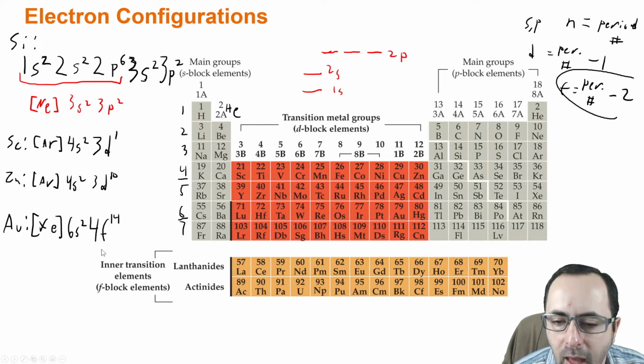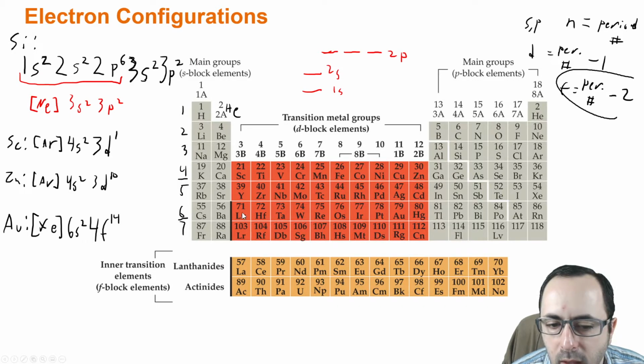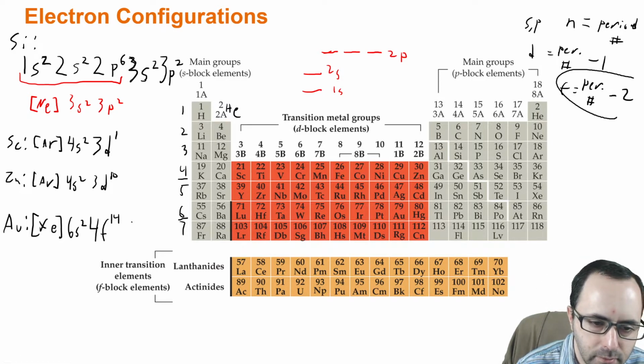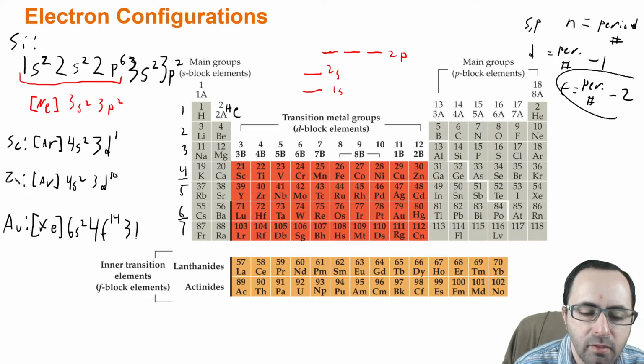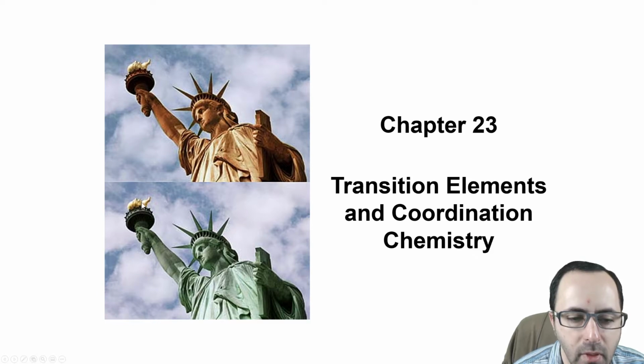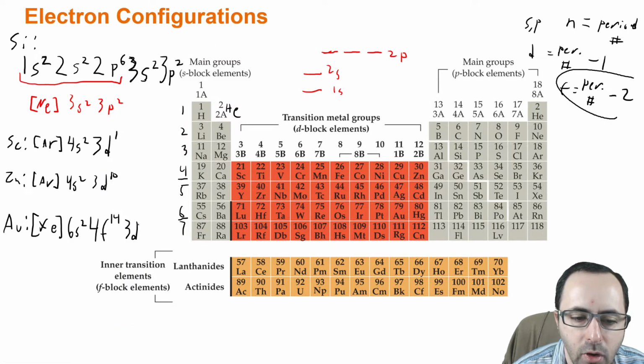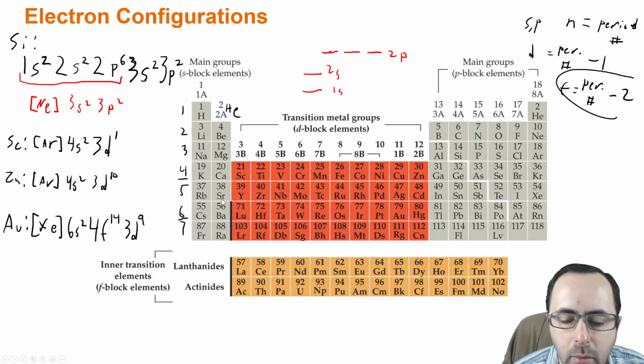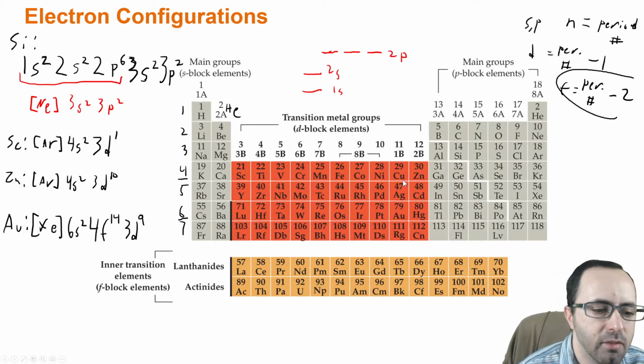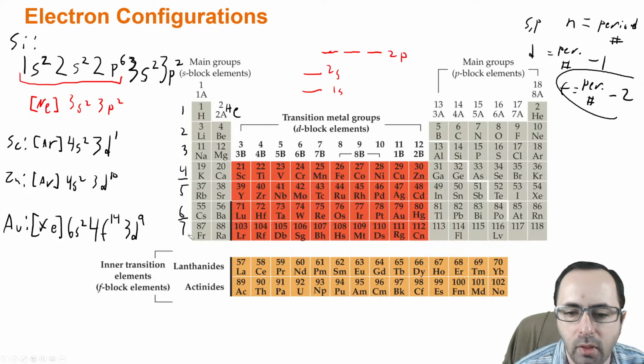And finally, we're going to count now into the d orbitals here. 1, 2, 3, 4, 5, 6, 7, 8, 9. 3d9. Now, this in fact is not the correct electron configuration for gold, because as I'm going to show you, there are exceptions for group 6 and group 11.